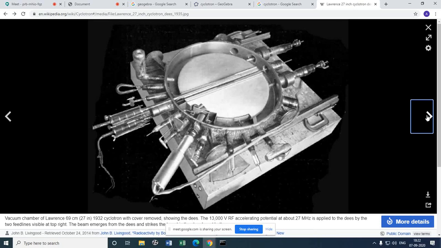Here is another picture of it. You can find out from here what the different parts are. So what are these that are connected? This is the vacuum chamber of the Lawrence 69 centimeter 1932 cyclotron with the cover removed. This is the cover. This is the vacuum chamber. The cover has been removed from here.